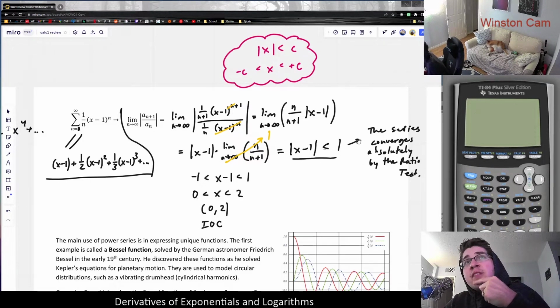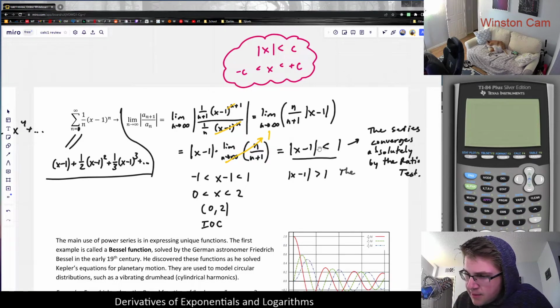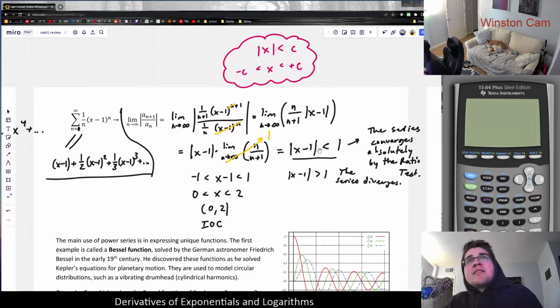Also, remember the ratio test has 3 parts. If this is greater than 1, so if the absolute value of x minus 1 is greater than 1, the series diverges by the ratio test as well. What that implies is the exact opposite solution, which would be if x is greater than 2 or if x is less than 0. In either of those cases the series will diverge.